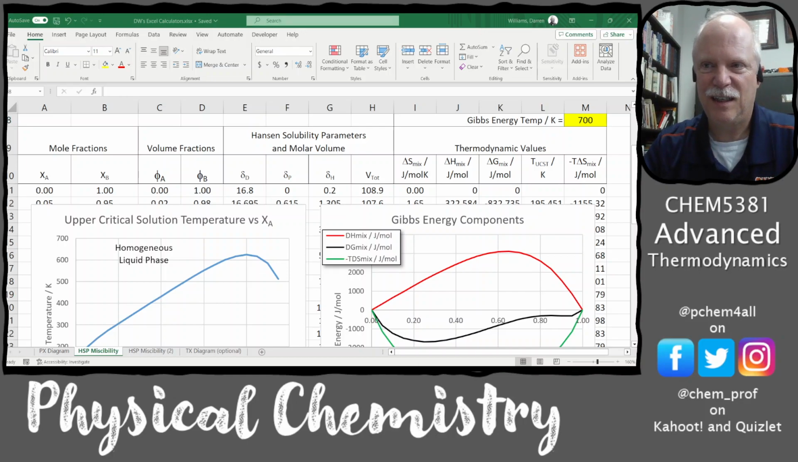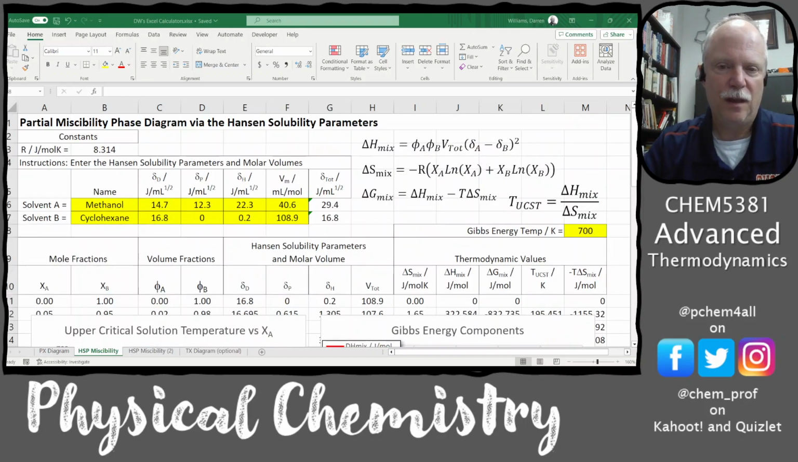Okay, let's look at this next Excel calculator. In this one, again, I want you to make it as clean and perfect as possible. I've got Greek characters here for delta D, P, and H, as they have in the Hansen Solubility Parameters workbooks and handbooks and the ebook. I'm using VM for molar volume, delta T or delta total for the total solubility parameter. I've got the equations here, the thermodynamic equations.